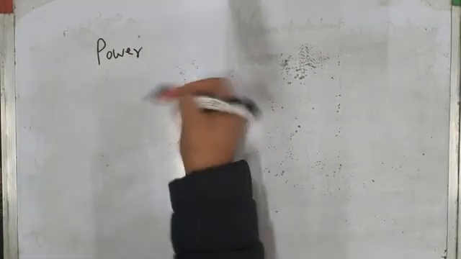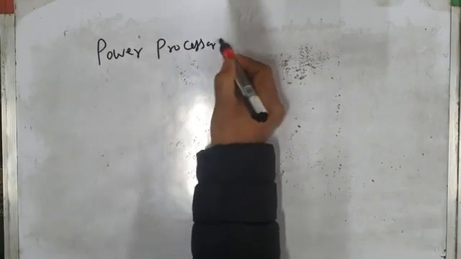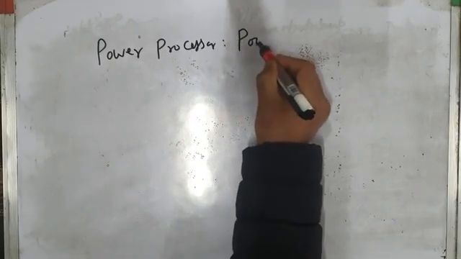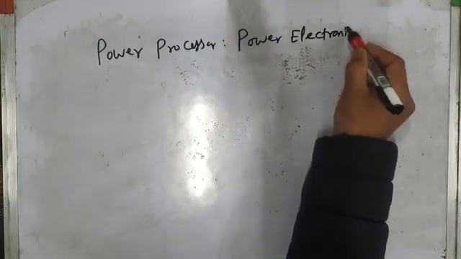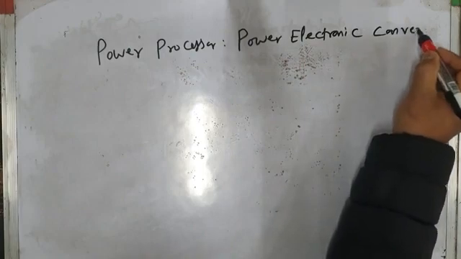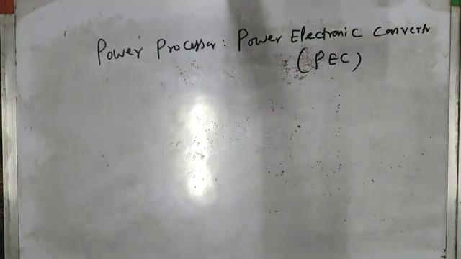Another very important point that I want to discuss in today's lecture is that one of the most important components of an electric drive, whether it is a DC drive or AC drive, is the power processor. I already discussed the block diagram last lecture: power processor or power modulator. It is nothing but a power electronic converter, PEC. What is the job of this power electronic converter?